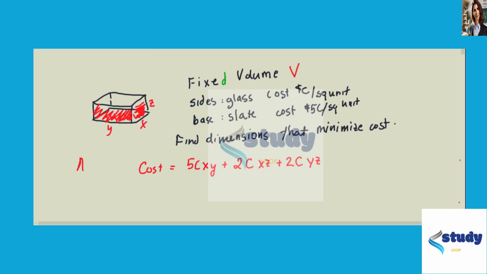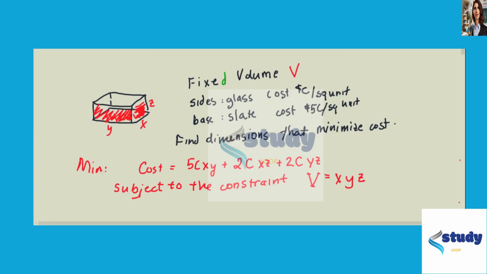Okay, so we're going to try and minimize that, subject to the constraint: volume equals fixed volume equals X times Y times Z, length times width times height. Okay, so remember this V is not a variable, it's a constant, so it's a number.